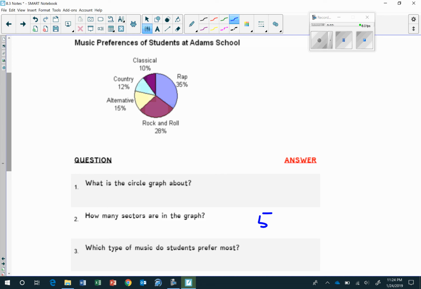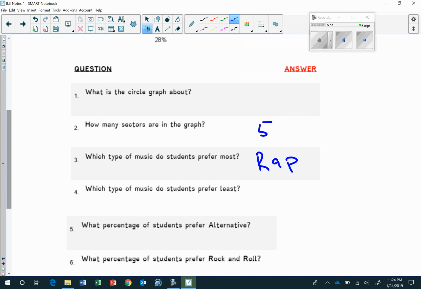Next question says, which type of music do students most prefer? Rap has the highest percentage, so we know that's the one they prefer. Also, its sector is the biggest one as well if you look at the pieces of the pie. It says, what type of music do students prefer the least? So it would be classical, no surprise there.